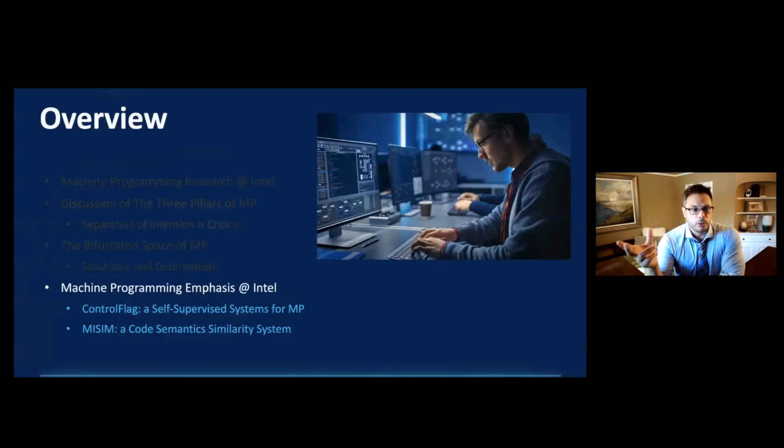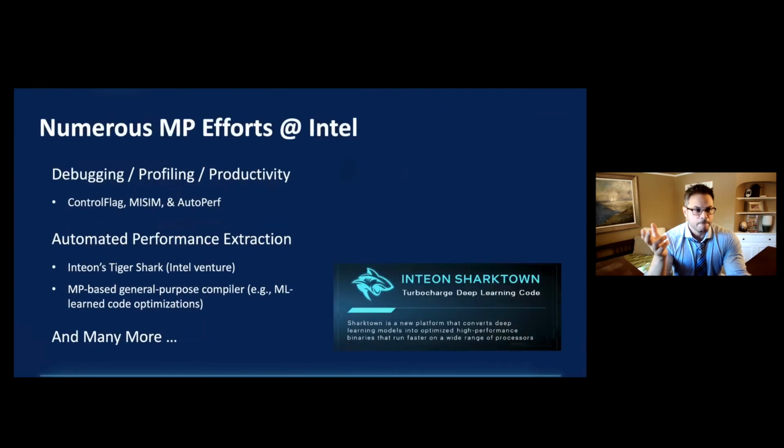Okay, so now we will fall into the last piece of the talk, which is a discussion about some of the things we're doing at Intel on machine programming. The key areas we're targeting today are debugging, profiling, productivity, and then automated performance extraction. In fact, Intel has launched an internal venture called Intian that is working entirely on the space of automated performance extraction. And like I was saying, I think we probably have thousands of people working on this at Intel at this point.